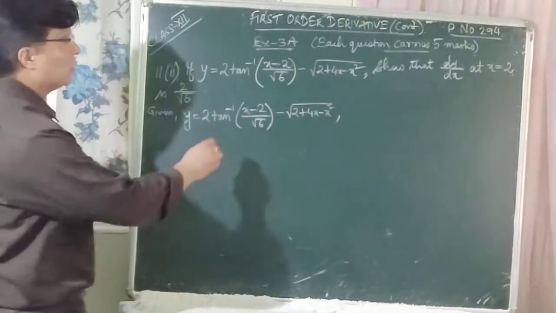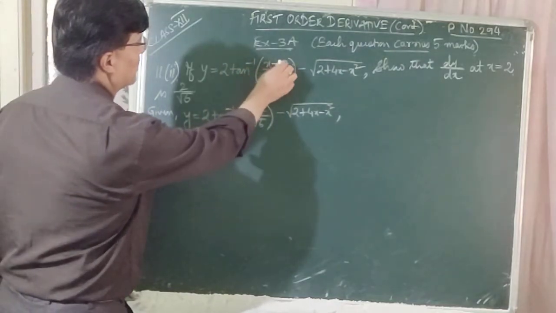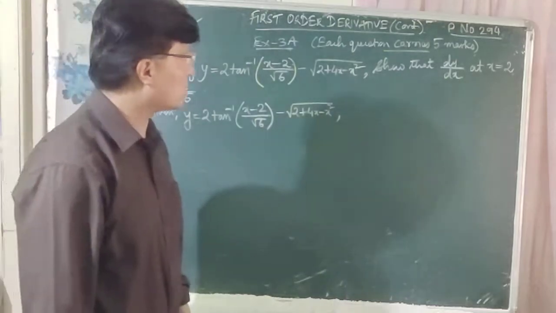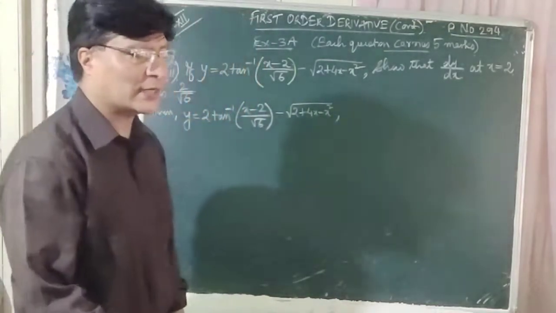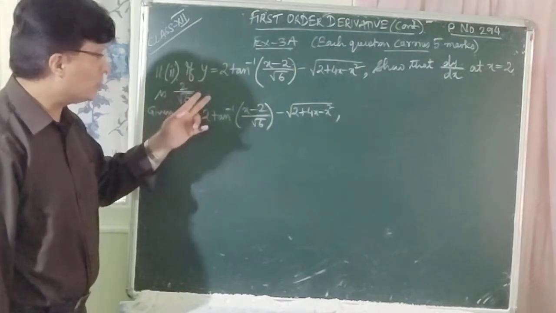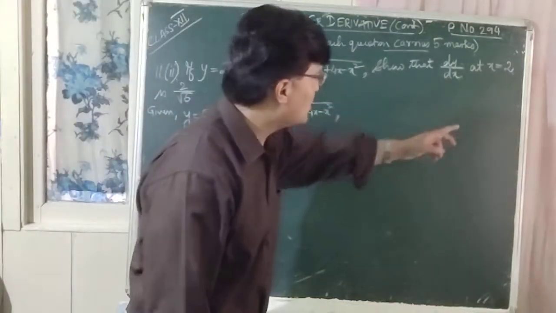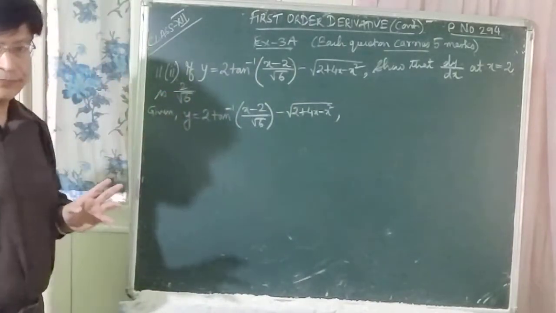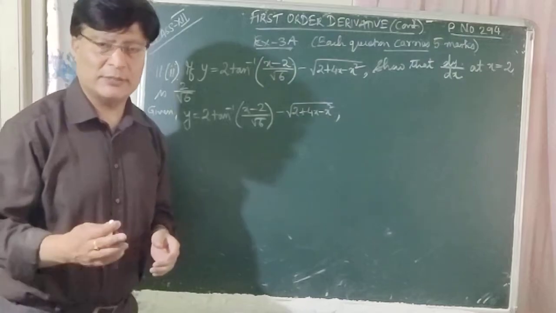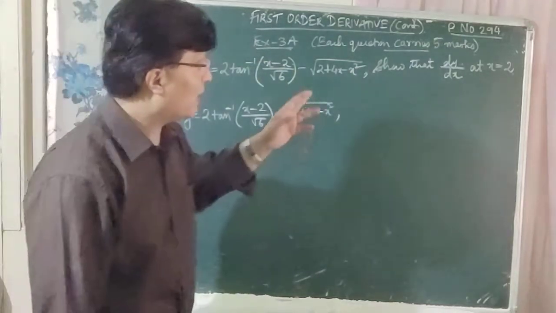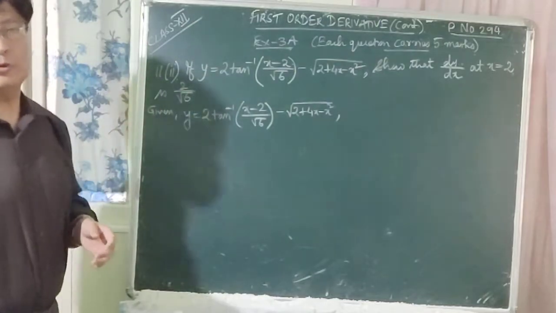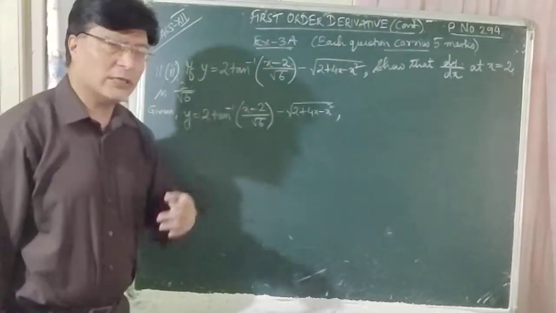So if y is equal to 2 tan inverse within bracket x minus 2 by root 6 minus within square root 2 plus 4x minus x square, so that dy by dx at x is equal to 2 is 2 by root 6. You have to prove that the value of dy by dx at x is equal to 2 is 2 by root 6. From this given, you have to differentiate. That means you have to get the value for dy by dx. And at x is equal to 2, the value of dy by dx would be 2 by root 6, right? So let's write down the given part.